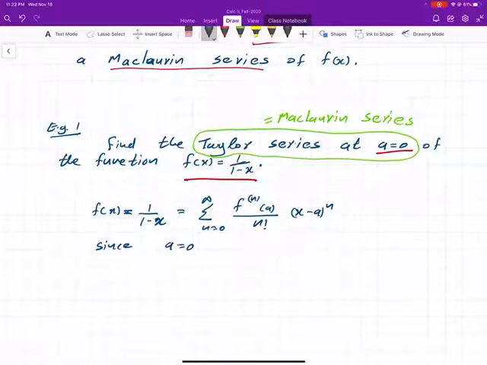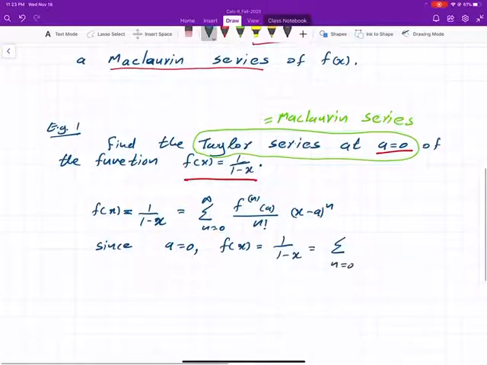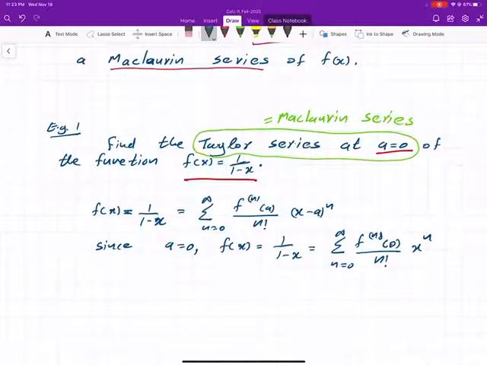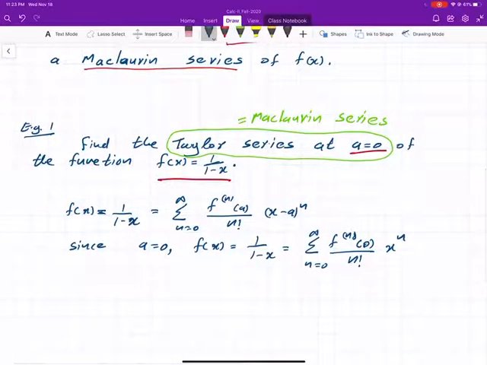Since a equals 0, you have f of x equals 1 over 1 minus x equals sigma n goes from 0 to infinity, f to the power n of 0 over factorial n times x to the power n, because a is 0. Let me just modify this a little bit. Let me write with a equals 0. That's what this problem talks about.